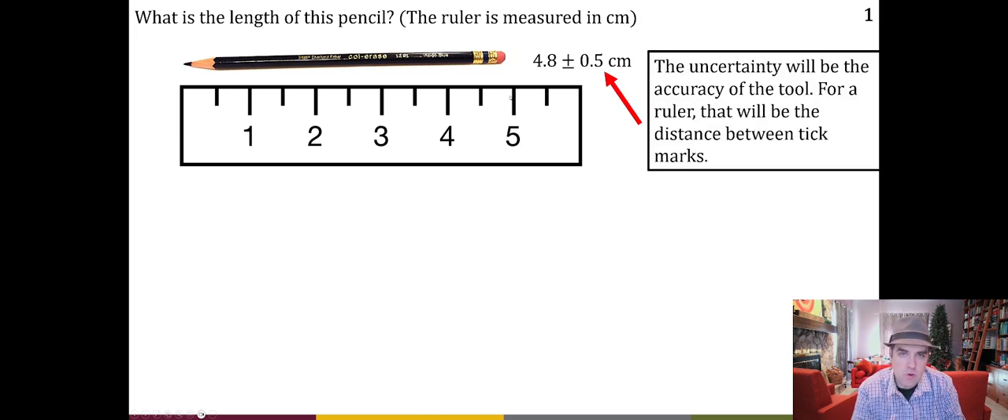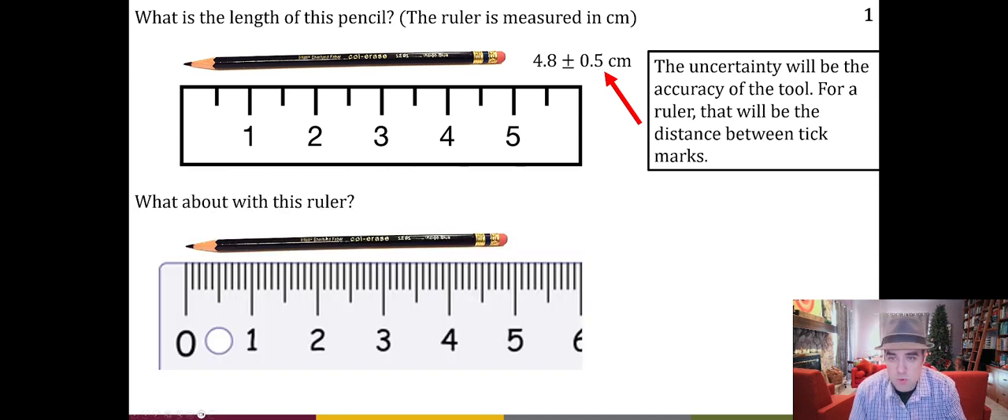Well, in this class, we're going to use the accuracy of the tool. So if we look here at the ruler, the distance between tick marks is going to be half of a centimeter. So therefore, we're going to have this 4.8 that we mentioned earlier, plus or minus 0.5 centimeters. Now, there are other conventions that are out there that will tell you what this number could be, but in this class, we're just going to use the accuracy of the tool to keep things kind of simple.